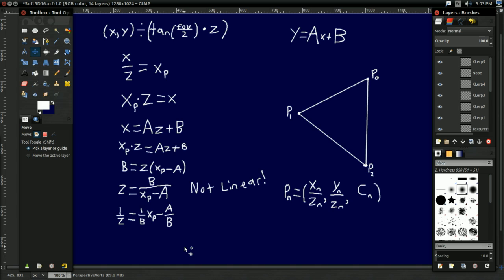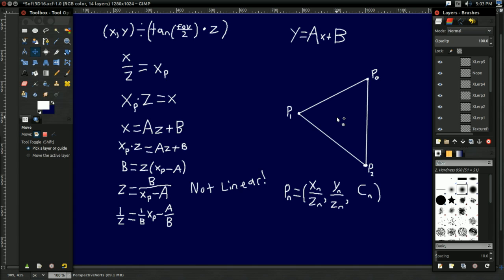So we're going to take advantage of this. We're going to interpolate 1 over z across the triangle, and we're going to use that to correct our values. We're going to use that to get perspective correct values at every pixel.